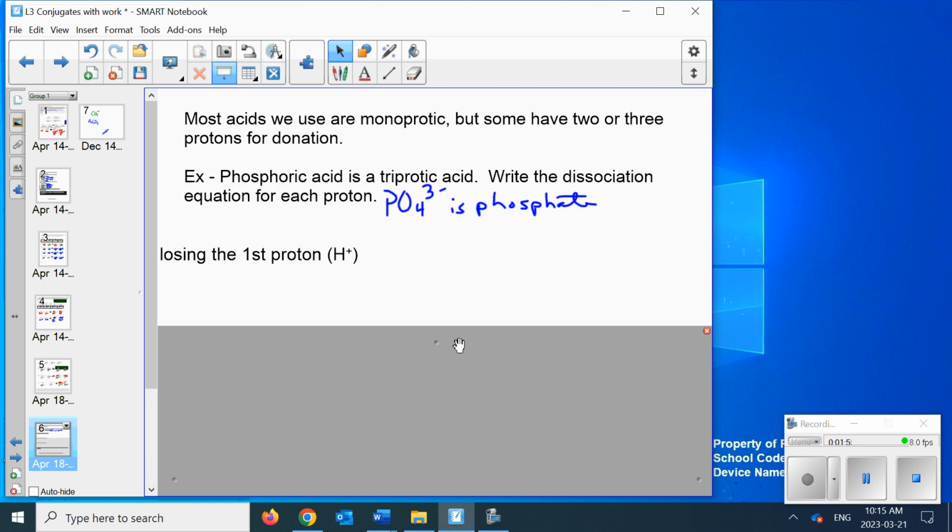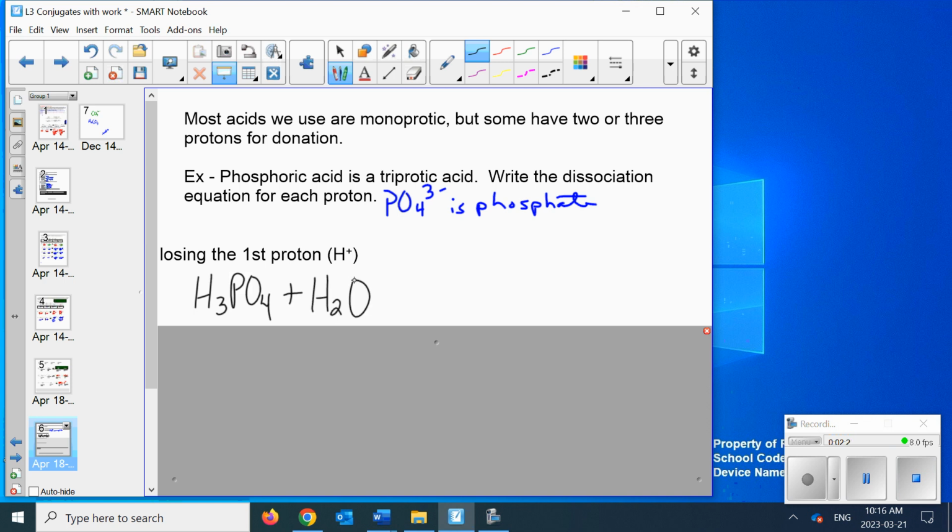So I'm going to start with H3PO4. And we know how I came up with that one: H plus, H plus, H plus with the 3 negatives. We're going to add it to water. I'm telling you it's phosphoric acid, so it's going to act as an acid. It'll donate one of the H's. We're losing the first proton.